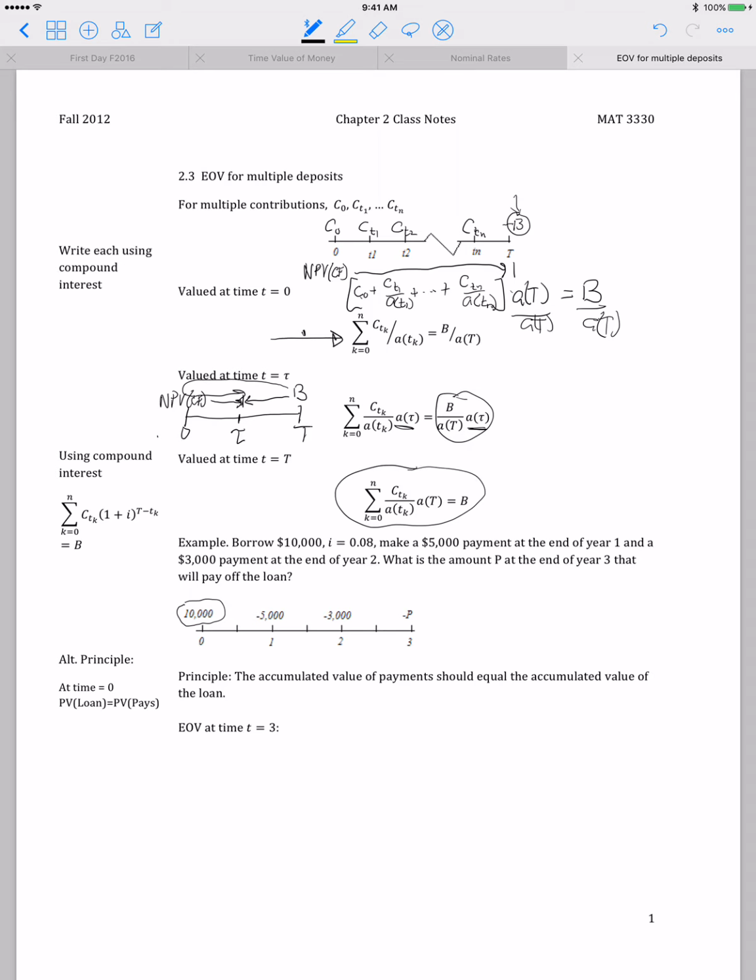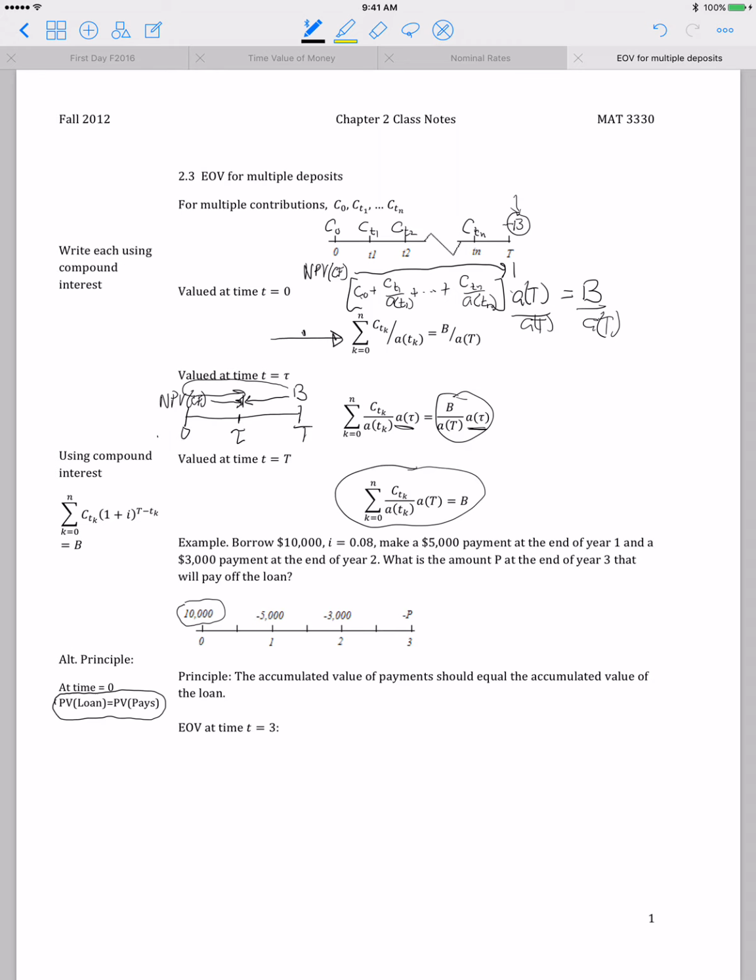Alternatively, we could say at time 0, in the margin here, the present value of the loan must equal the present value of the payments. So this is how we value a loan, and what I circled to the left would be the time 0 equation of value.